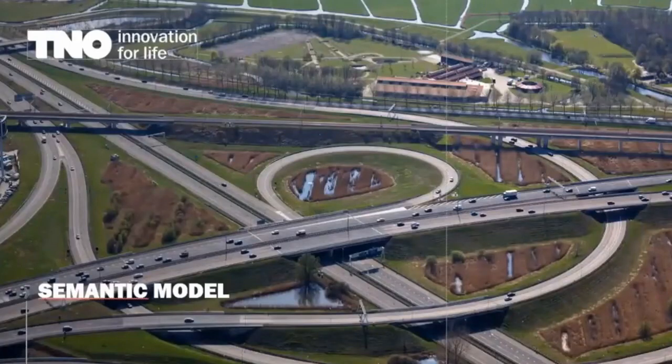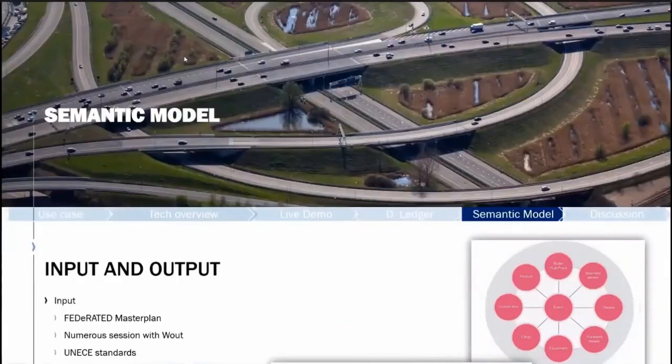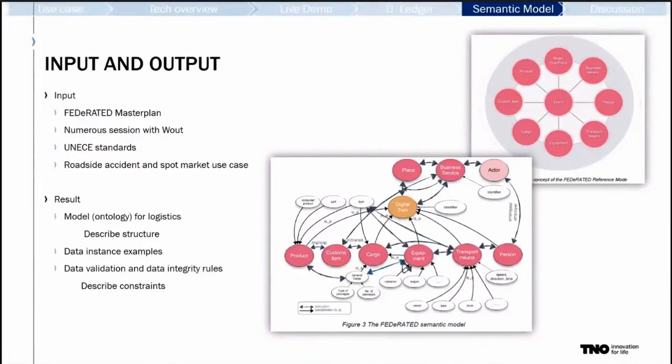I will turn to the question not of how the data is transferred, but which data is transferred. What is the data that we actually transfer? What does it look like? And for that, we developed a semantic model, which we also sometimes call an ontology. And for that ontology, for the semantic model, we used several documents from the federated project as our input.